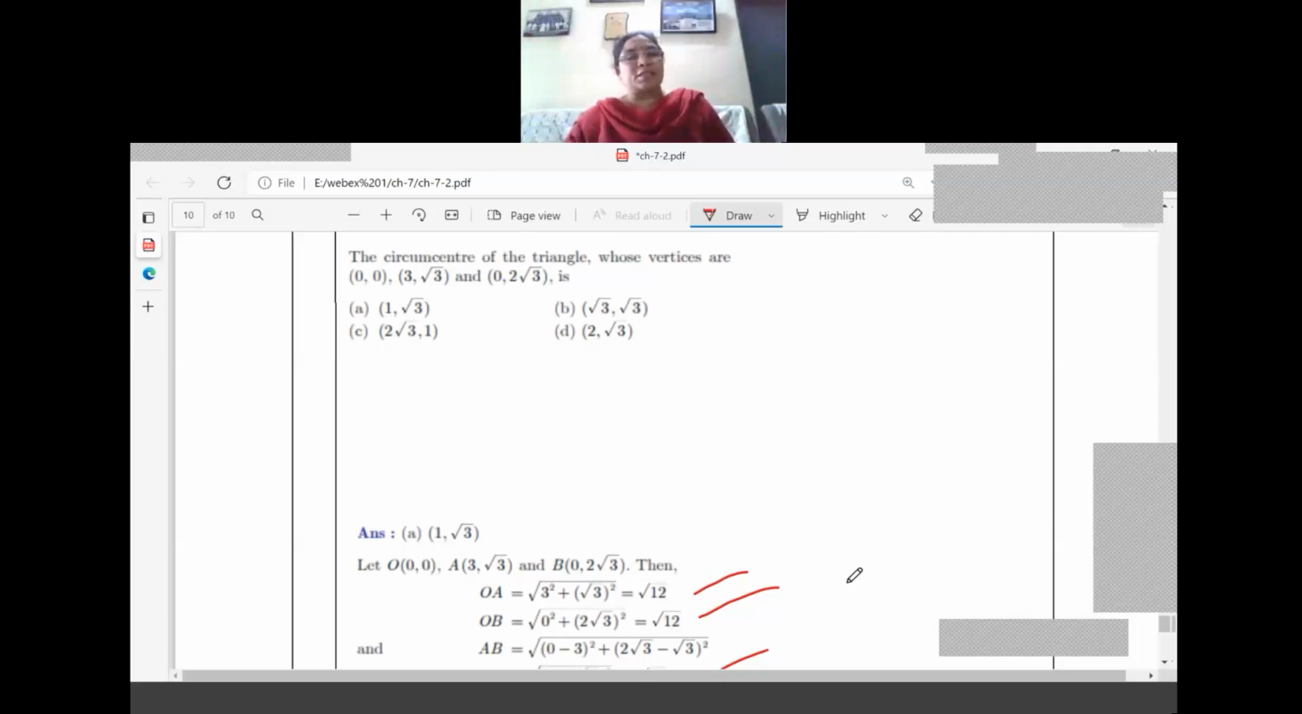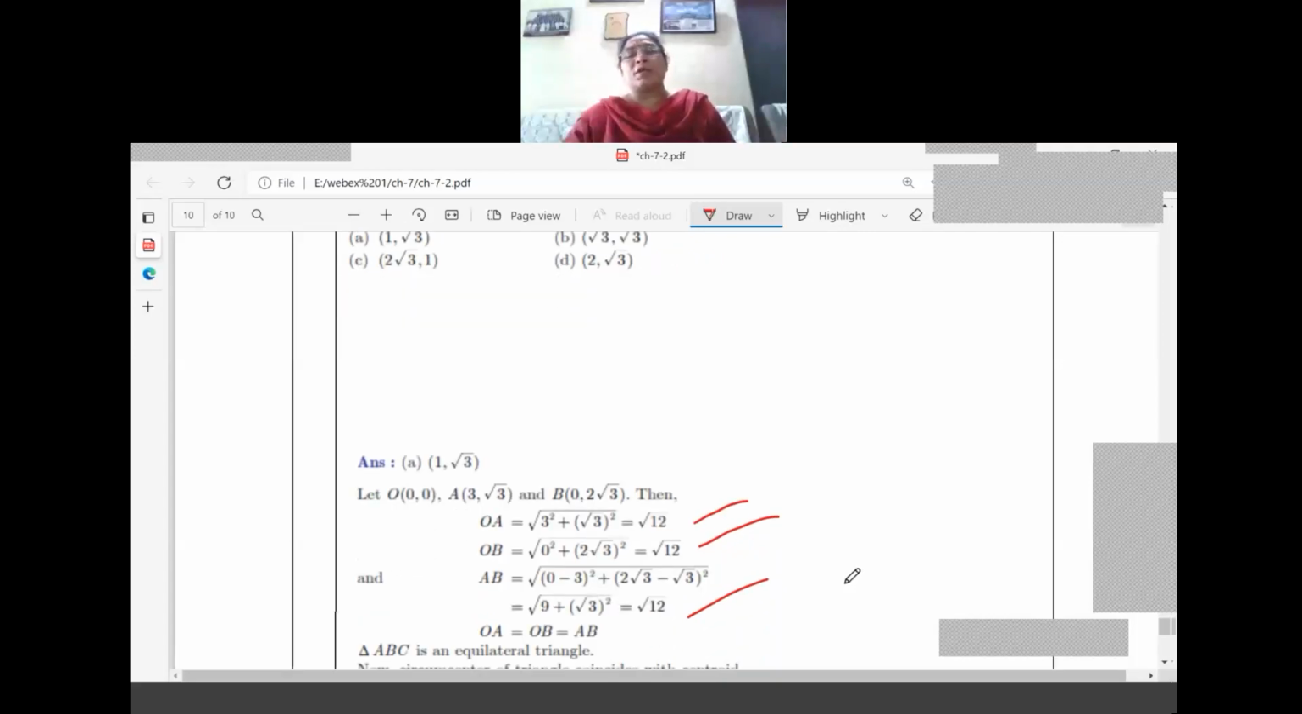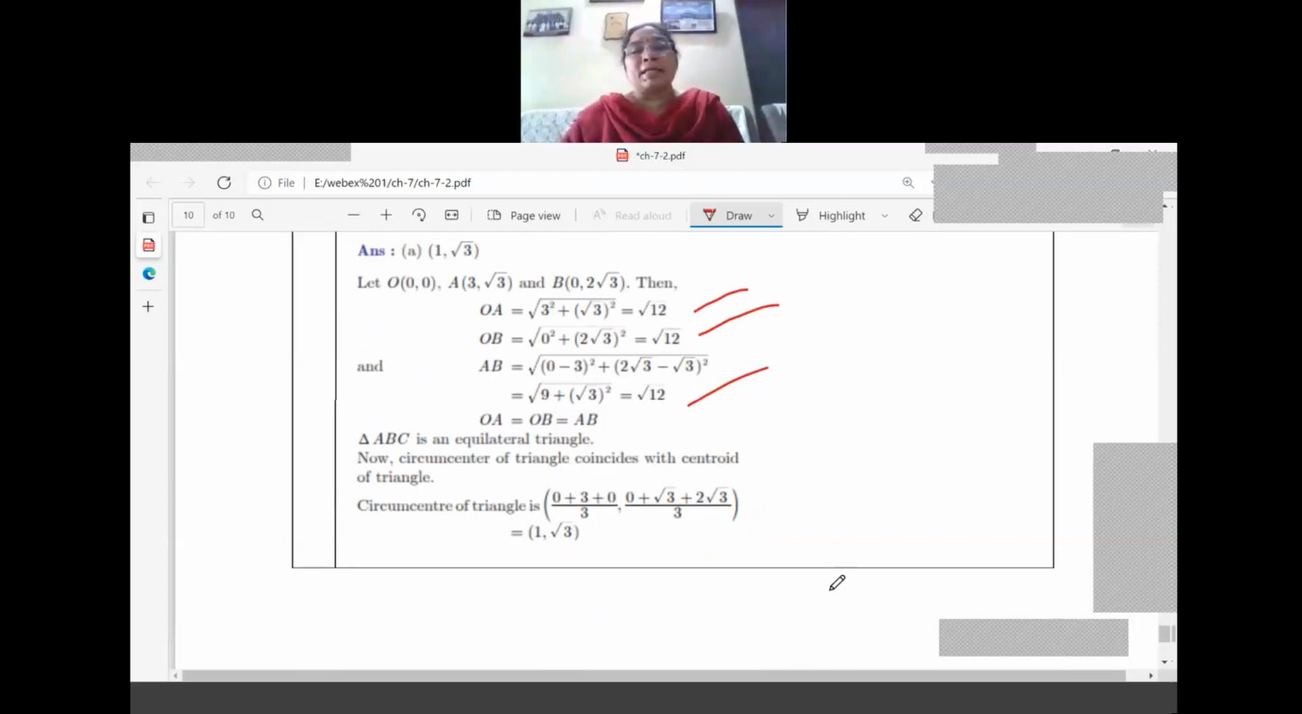So what is your first point? You have to check whether it is an equilateral triangle or not. Here I have shown the steps. All three sides are equal, so naturally it is an equilateral triangle. What is the next step? x1 plus x2 plus x3 whole divided by 3, y1 plus y2 plus y3 whole divided by 3.